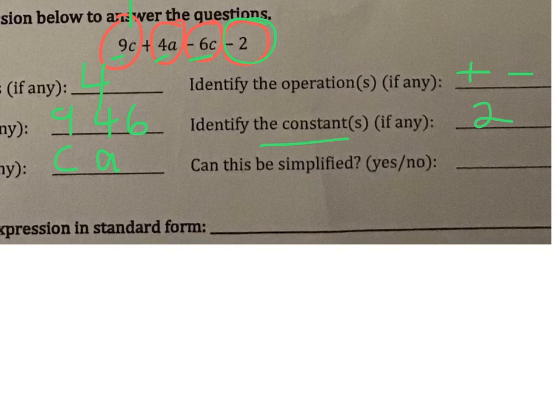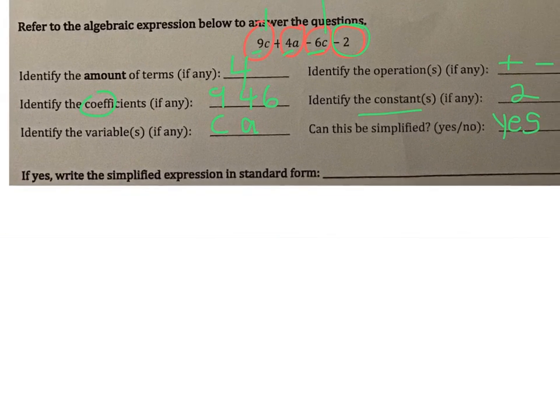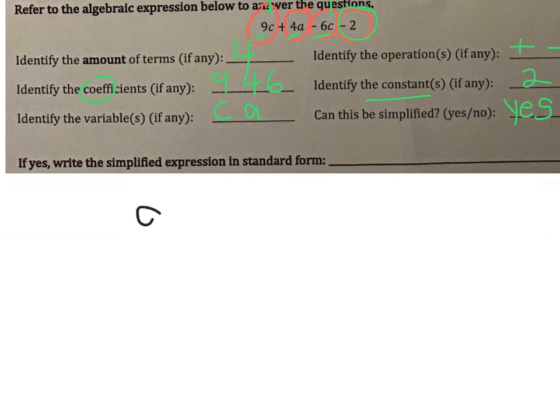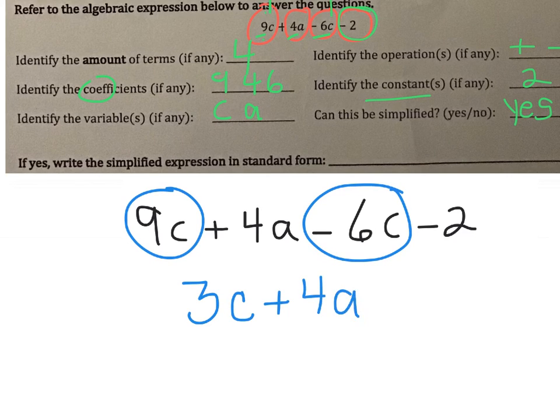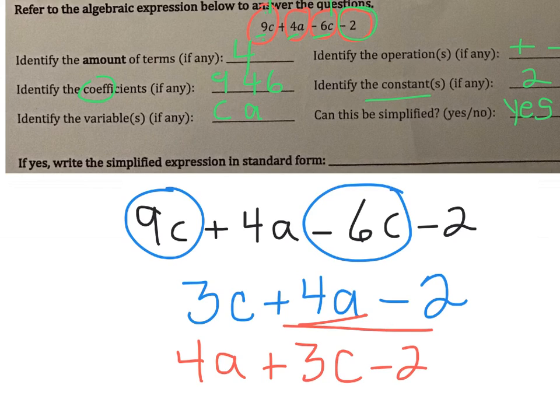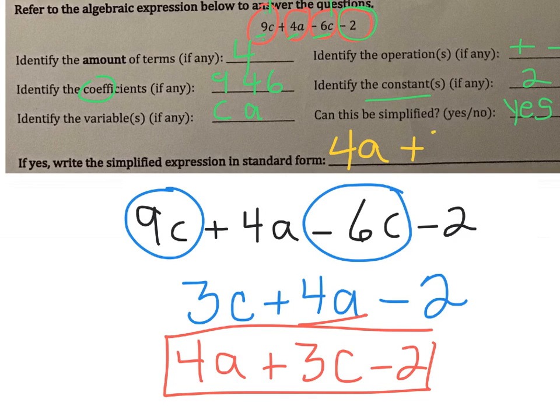Can this be simplified? Yes, because I could put this C and this C together. All right, I'm going to write it underneath here. 9C plus 4A minus 6C minus 2. 9C minus 6C is 3C, plus 4A, which can't be combined, minus 2. But is that in standard form? No, because it has to be in alphabetical order. So 4A plus 3C minus 2. That's the final simplified standard form expression.